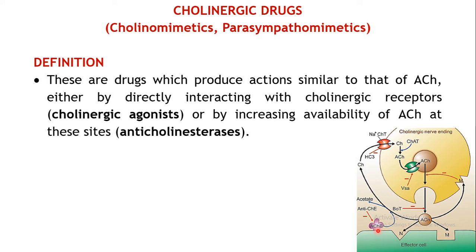As a result of this, what will happen? The metabolism of ACH will be inhibited. It will not be broken down, so it will remain here for a longer period of time and it will act on the receptors, right? So these cholinergic agonists act by directly interacting with the cholinergic receptors, whereas anticholinesterases act indirectly. They themselves will not go and bind to the receptor, but they will increase the availability of ACH by preventing its metabolic breakdown. So this is to do with the cholinergic drugs definition. The whole chapter will focus on these two classes.